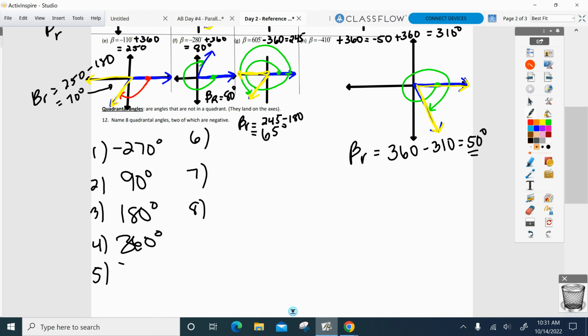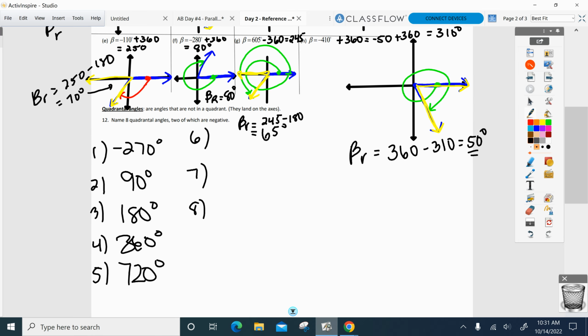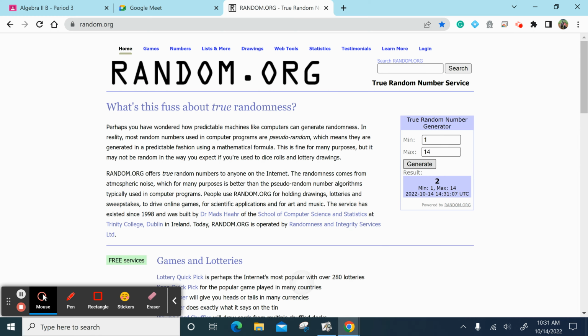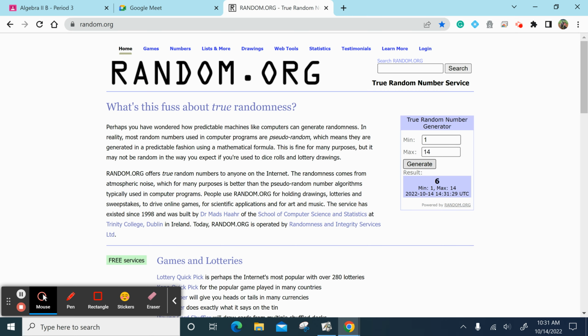720. Whoa, big dog in the house. Going above 360. Yep, that's 2 360s if anybody's wondering. Showing off. 630. Whoa, boy. Is that even a good one? Yeah, I think so. I believe you. 270. Got it. I need a negative one now. I need a negative one for the last one because I only have one that's negative.